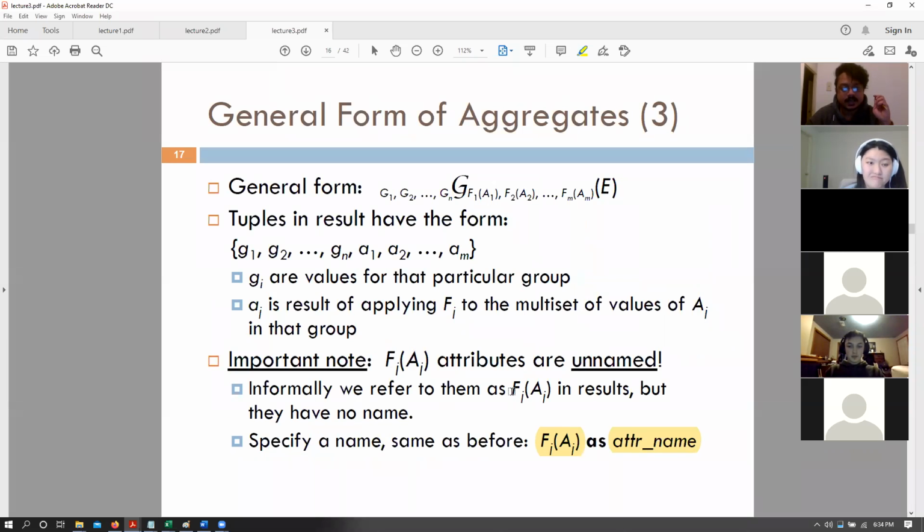Yes, so page 17 just says that given that we have this set of group by values, or G values, that we are grouping by, and we have this set of attributes that we are computing using some aggregate operation, the resultant tuples would have this form where we have G1 through Gn, that is your set of attributes that we group by, and A1 through Am, that are the set of attributes that we are basically computing. And it also says that all of those computed values are unnamed unless we actually name them as a particular attribute.